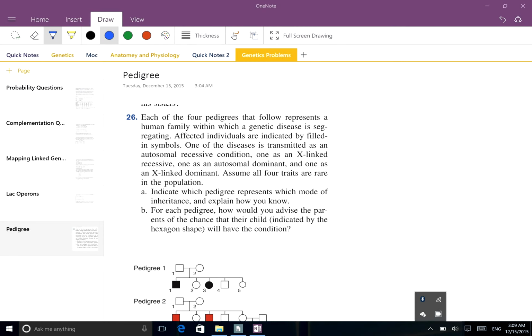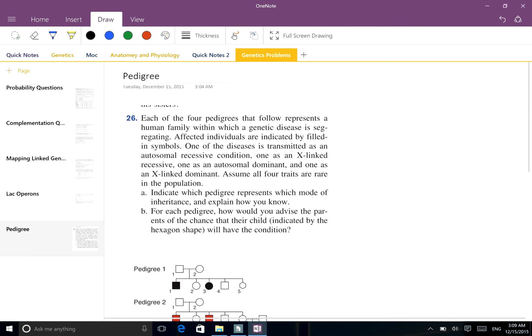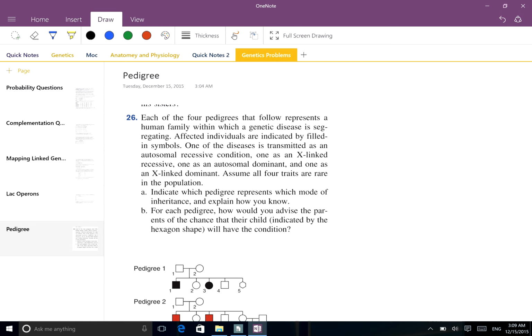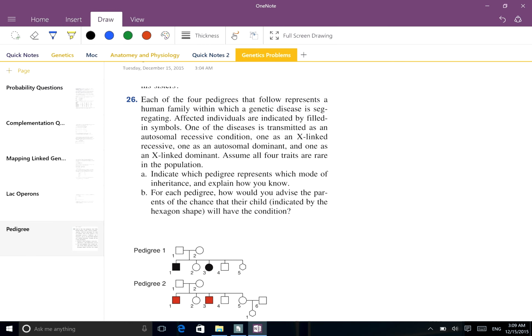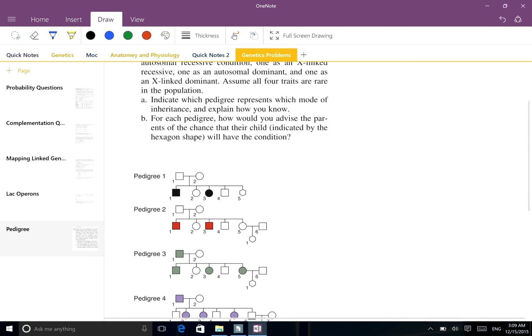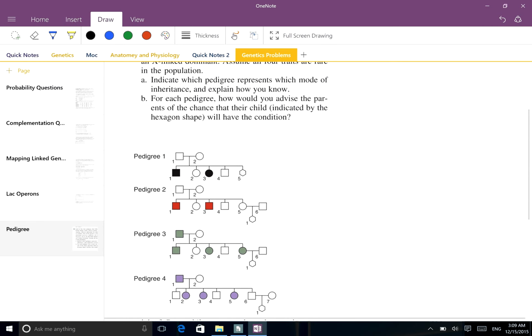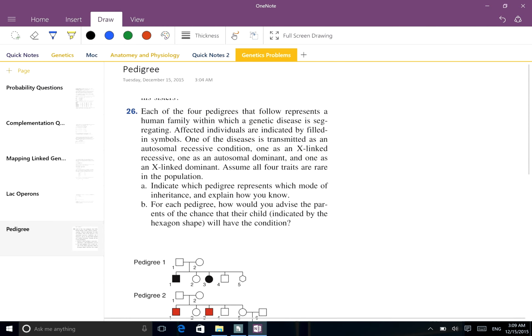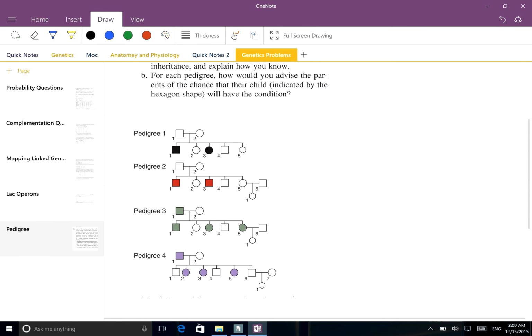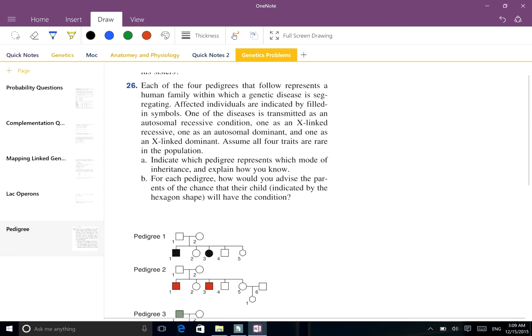So here's question 26 from chapter 4, 4th edition, and we have different pedigrees. I've solved this with other people before, but I'm doing it here again. When you look at a pedigree, you want to find out whether it's dominant, again, don't mind my spelling, or recessive.